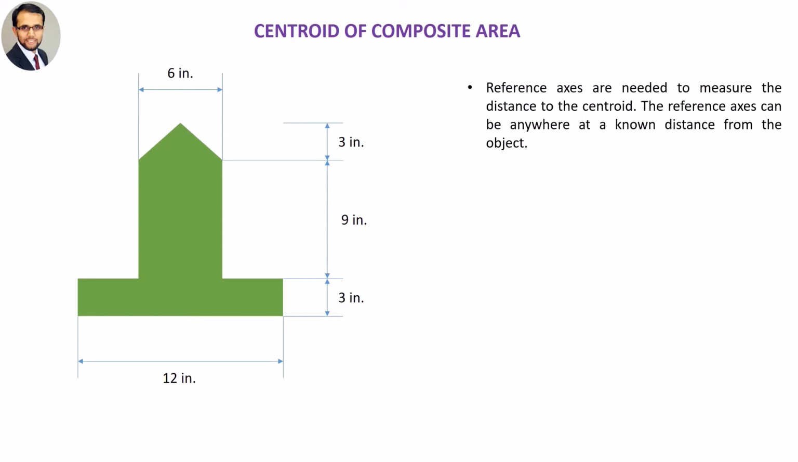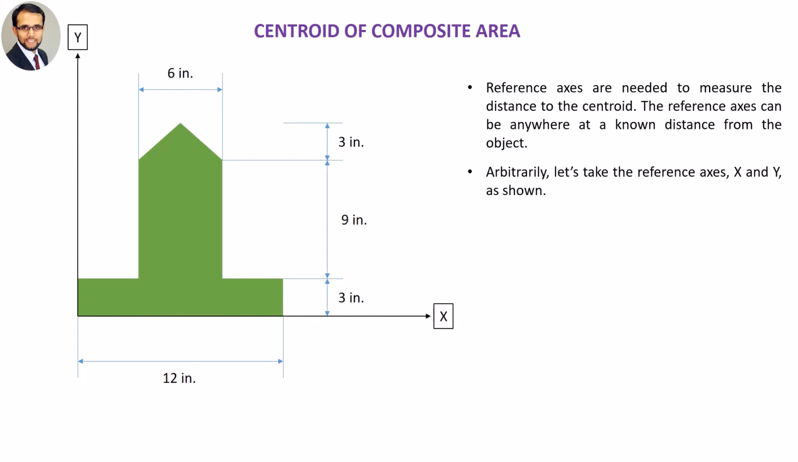In this example, we are interested in locating the centroid of this composite area. To measure the distance to the centroid, we need a reference axis. The reference axis can be anywhere at a known distance from the object. Arbitrarily, let's take the reference axes x and y with origin at the lower left corner.